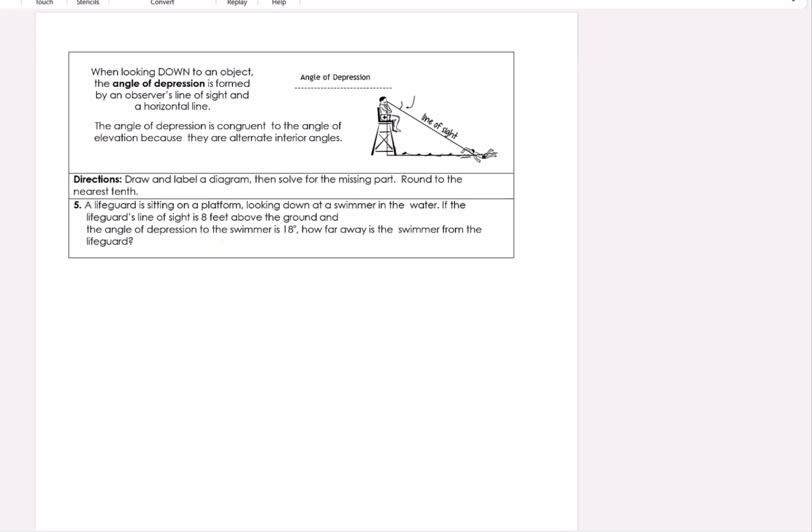Now, this works a little different. Let's again make our triangle. Everything we do that we can make a triangle makes it a lot easier when we're doing trigonometry. If the lifeguard's line of sight is 8 feet above the ground, which means that this is 8 feet. The angle of depression to the swimmer is 18 degrees.